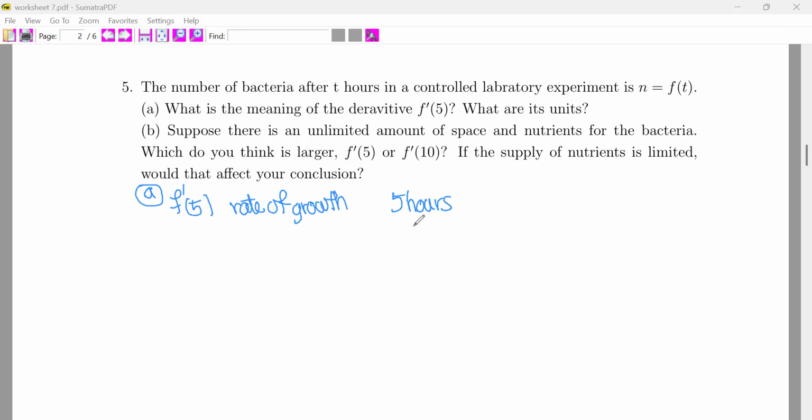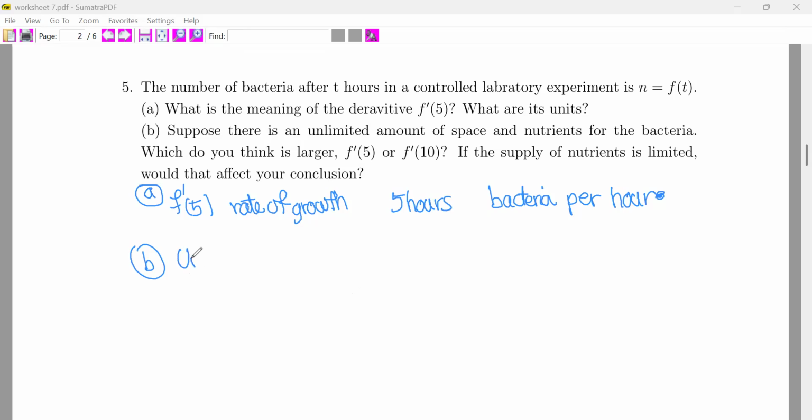So what is the unit here? The units here are bacteria per hour because it is given to us per hour. For part B, it is asking, suppose there is an unlimited amount of space and nutrients for the bacteria, what do you think is larger, f prime of 5 or f prime of 10? If the supply of nutrients is limited, would that affect your conclusion?